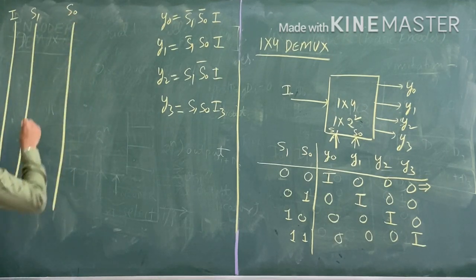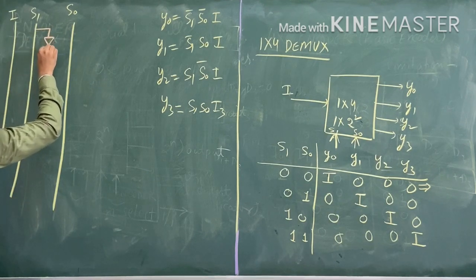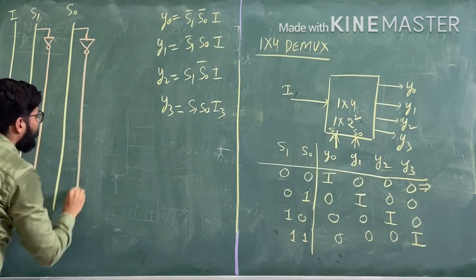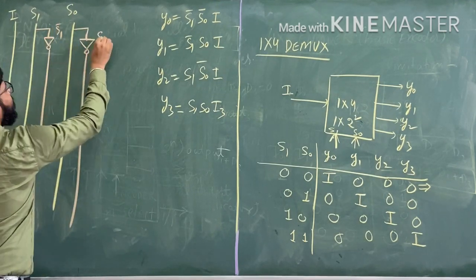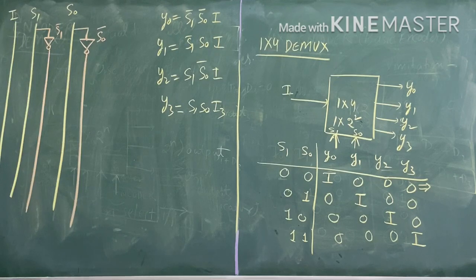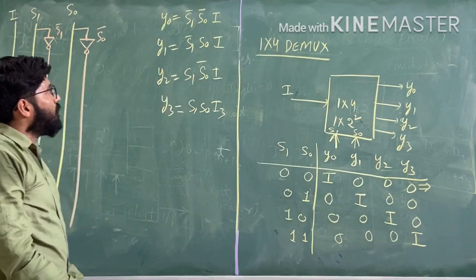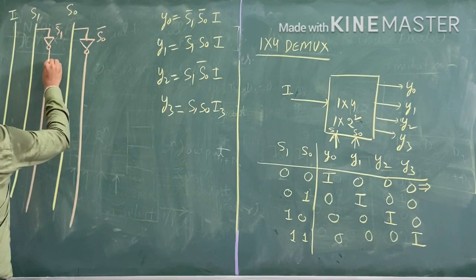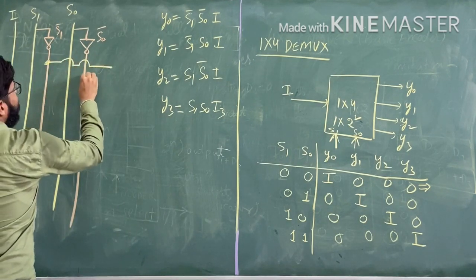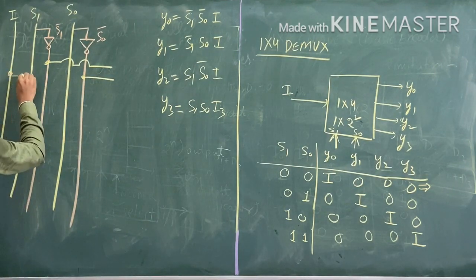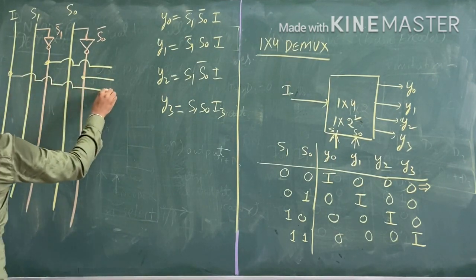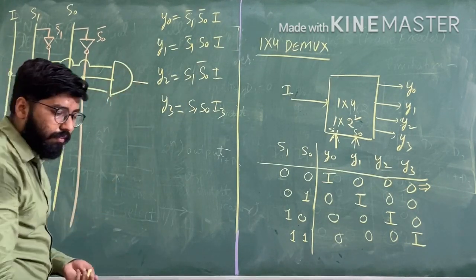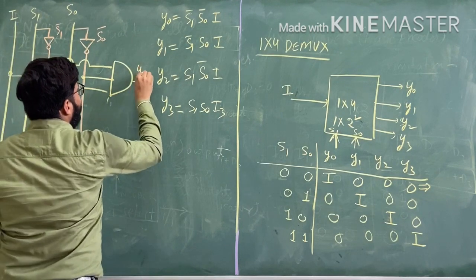Now we have complement values, so we have to apply the NOT gate here. So this becomes S1 complement, this becomes S0 complement. Now see y0 equals S1 complement, S0 complement. So S1 we take from here, this is S0 and I we will take from here, and we apply the AND gate here. Now this becomes I0 only.